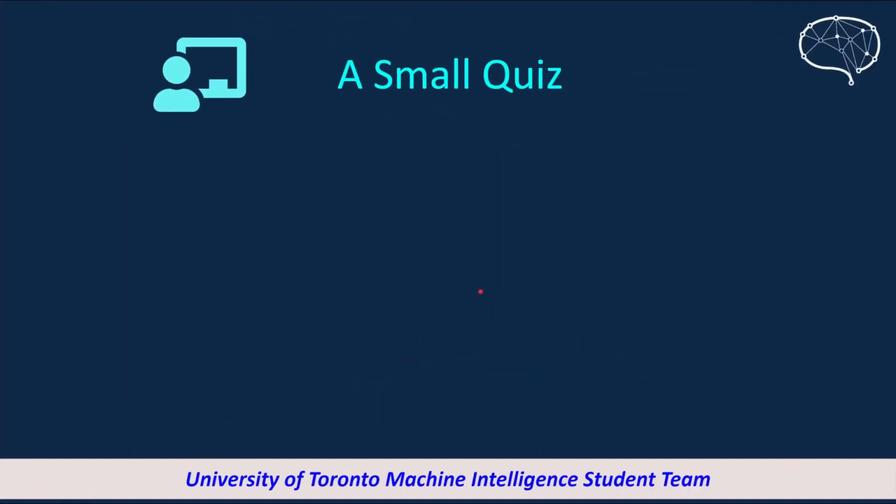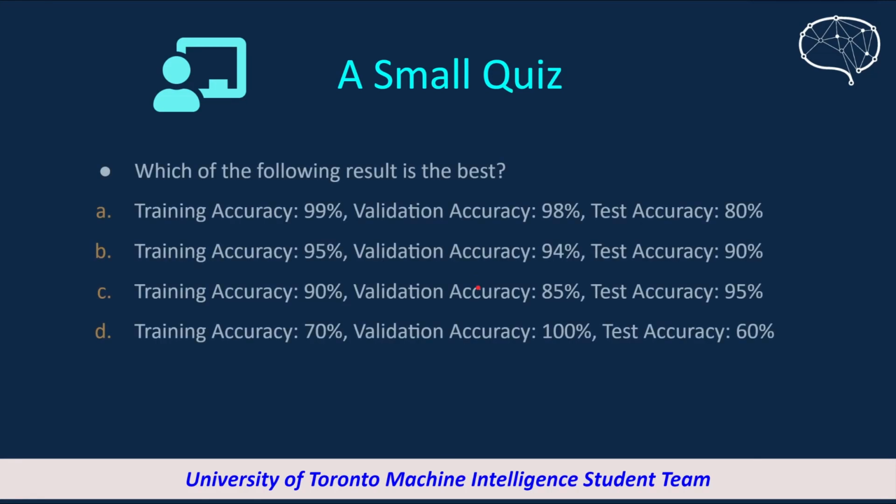Okay, so here we have a small quiz. So looking at these four combinations of training accuracy, validation accuracy, and testing accuracy, which of the following results do you think is the best? In the last session, we have already looked at how to train with neural networks, and we have training accuracy and validation accuracy calculated at the end. So based on your own intuition, when you're doing the training, if you see these numbers, what does it tell you? And what do you think the model is best?